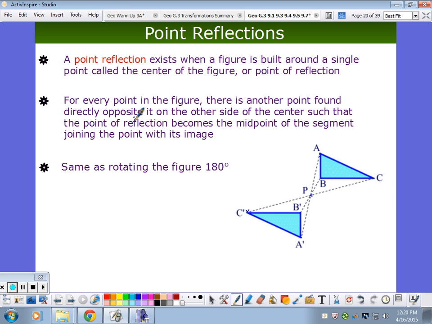And I'm on the back, so hopefully you're all with me on the back. Right, talking about point reflections?